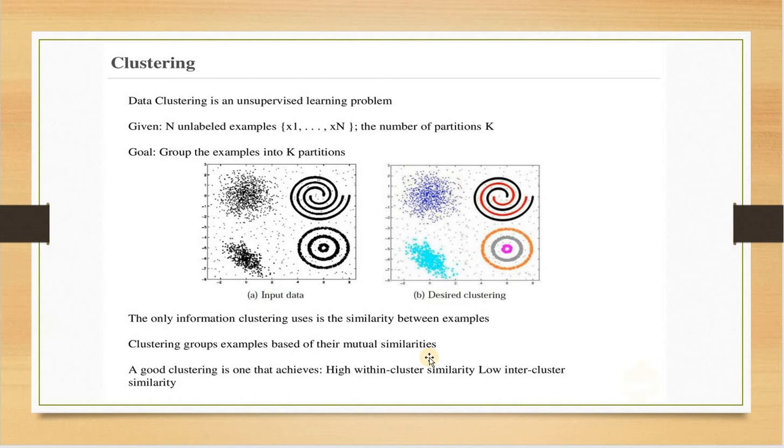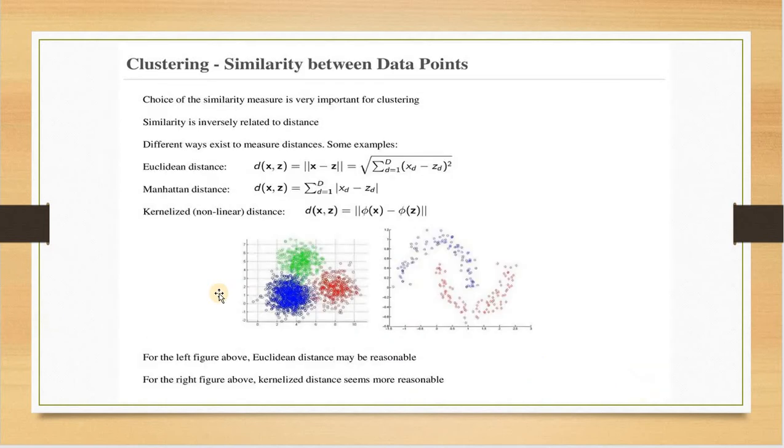Now, what is a good cluster? A good cluster has two main things. First, it has high within-cluster similarity, and it has low intercluster similarity. Now, we will see the clustering similarity between data points. So, how to find the distances? Here the choice of the similarity measure is very important for clustering, right? And similarity is inversely related to distance. If we have more similarity, the distance between the data will be less, and if we have more distance, the similarity of the data will be low, right?